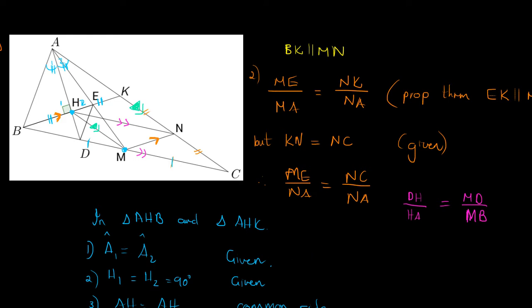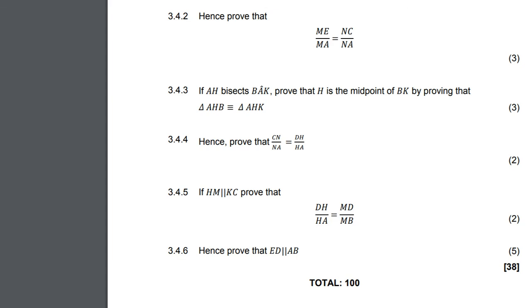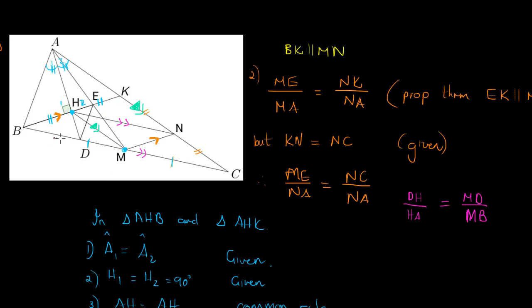Oh, and let's just remind ourselves what the question gave us. If HM is parallel to KHC, so HM parallel to KHC. Aha, okay, here we see. Here we go. Okay, I struggled to see the triangle. Here's the triangle that we're working in.